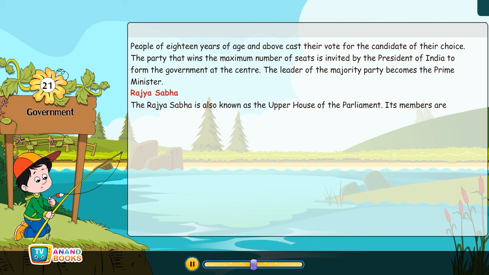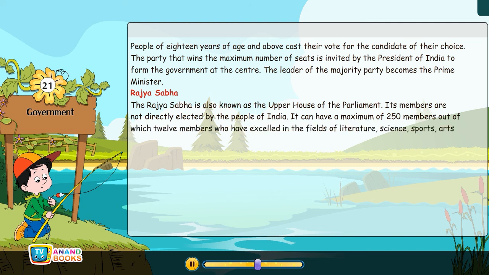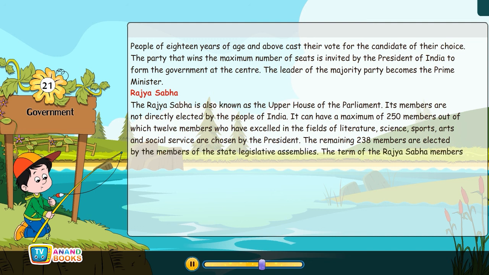Rajya Sabha. The Rajya Sabha is also known as the upper house of the parliament. Its members are not directly elected by the people of India. It can have a maximum of 250 members, out of which 12 members who have excelled in the fields of literature, science, sports, arts, and social service are chosen by the president. The remaining 238 members are elected by the members of the state legislative assemblies. The term of the Rajya Sabha members is 6 years.